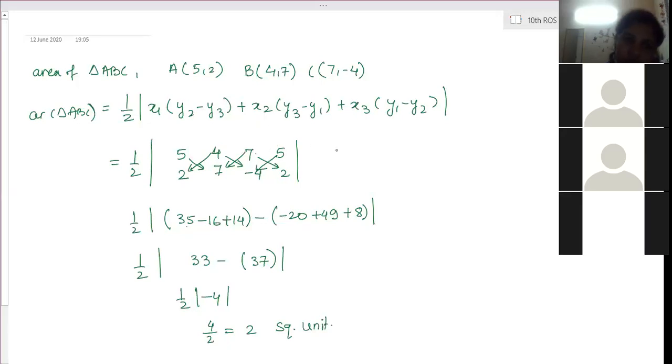Ma'am, won't it be minus 2? Which one? No, area, how can it be negative? That is the sign, no, the absolute sign. So from outside the absolute sign, only positive terms will come. So minus 4 will come as plus 4. That's the reason: these are not simple brackets, these are absolute brackets. Okay.